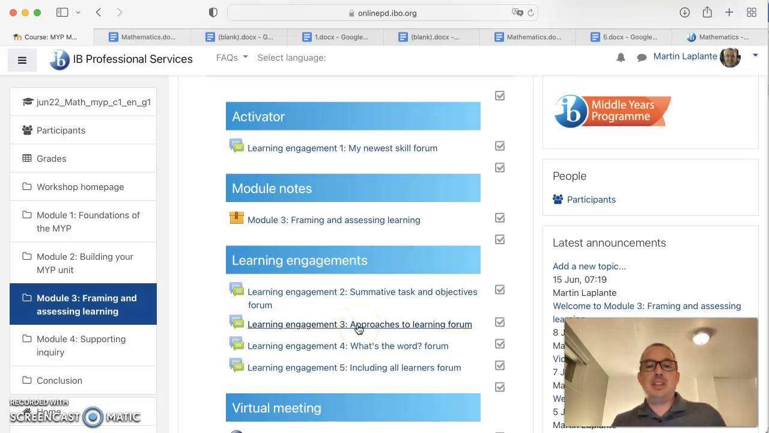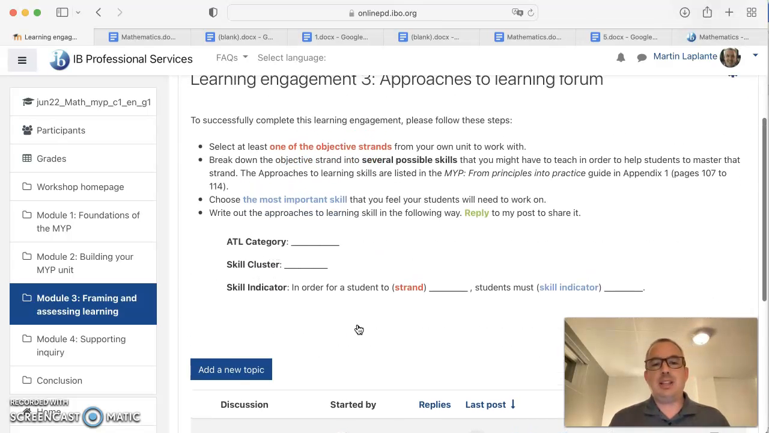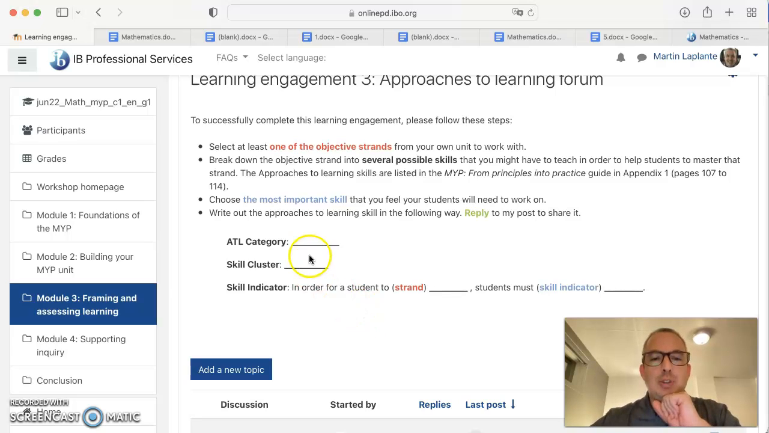Then in the approaches to learning forum, it's another thing that we want to see. I really like something in the module notes that didn't really fit, because there was an activity where, let's say, what I wanted to tell you is that we generally would write within our unit using that pattern. We would identify an approaches to learning category, a skill cluster, and then an indicator, and we link it to one of the strands. So we just talked about the strands.